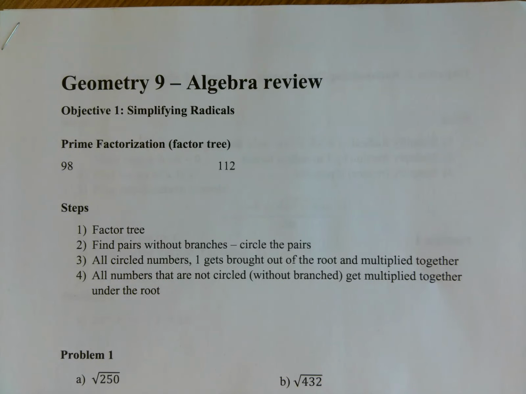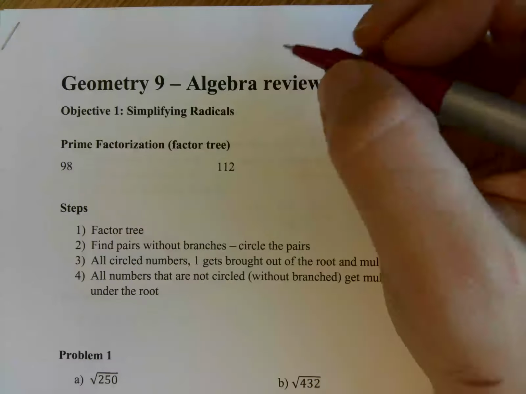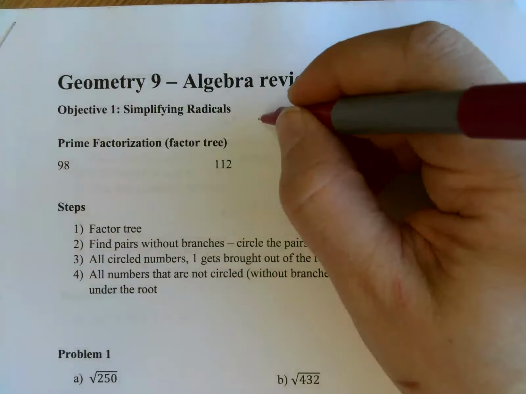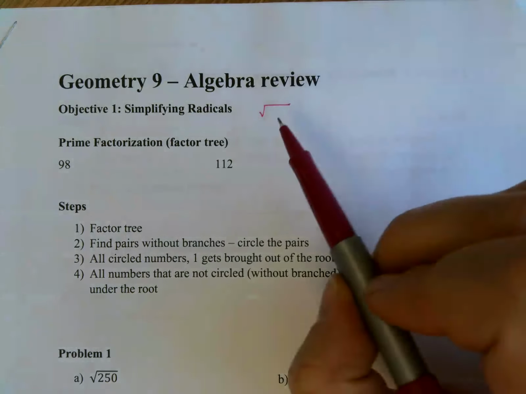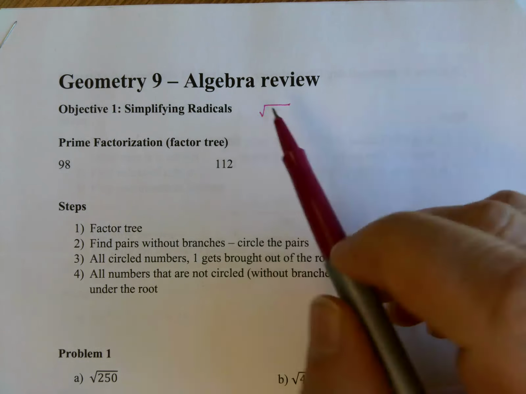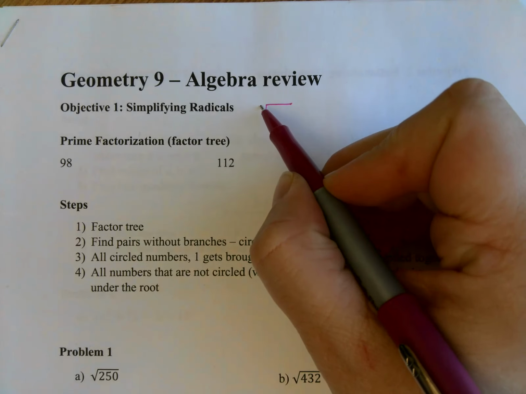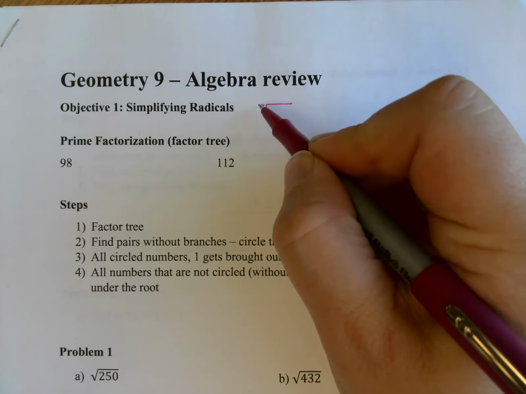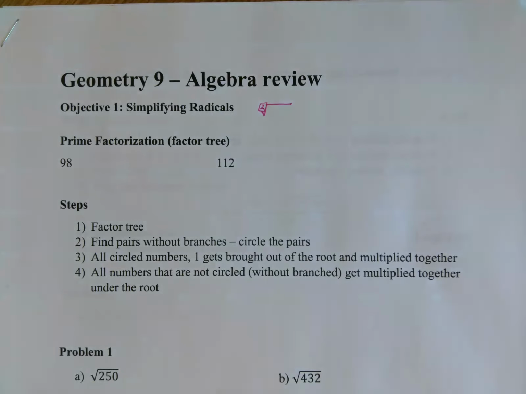Review. The first objective that we're reviewing is how to simplify radicals. Now, radicals, if you're unsure what radicals means, it's like a square root, except a radical could have a different index. Remember, if there's a square root, there's a little 2 here, or else there could be really any number there at all. That's what a radical is.